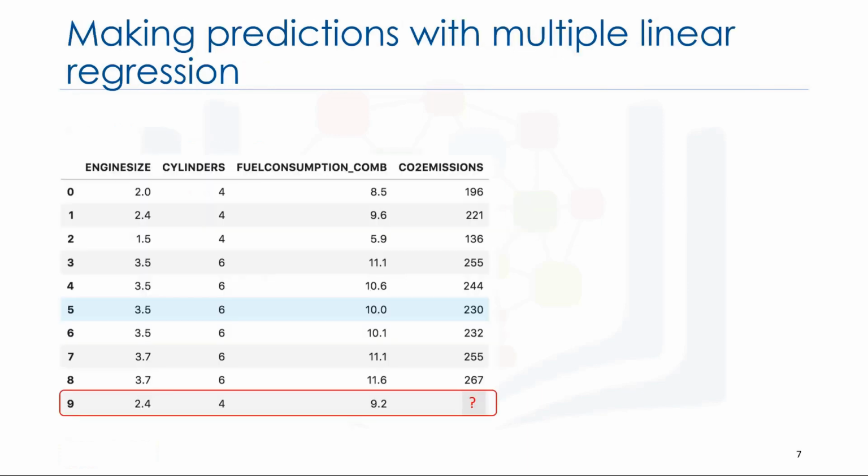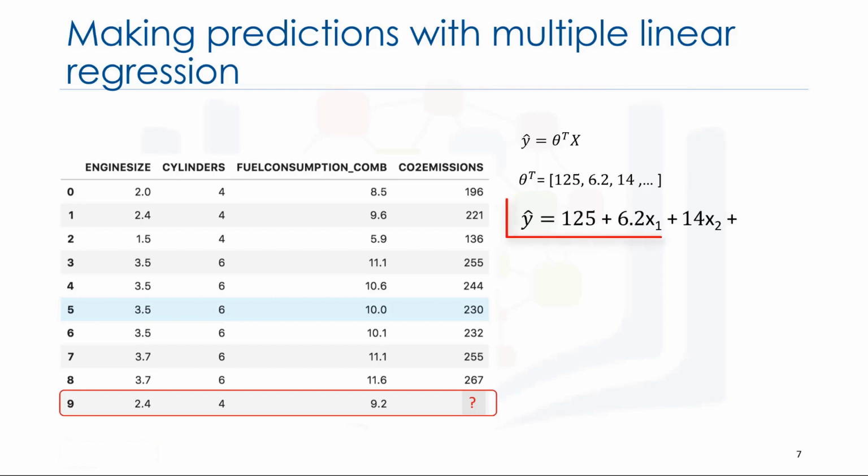After we find the parameters of the linear equation, making predictions is as simple as solving the equation for a specific set of inputs. Imagine we are predicting CO2 emission, or Y, from other variables for the automobile in record number 9. Our linear regression model representation for this problem would be y hat equals theta transposed x. Once we find the parameters, we can plug them into the equation of the linear model. For example, let's use theta 0 equals 125, theta 1 equals 6.2, theta 2 equals 14, and so on.